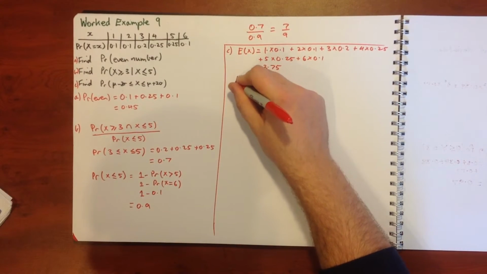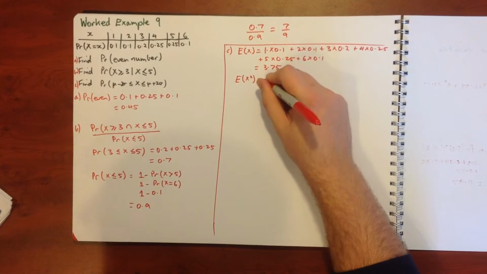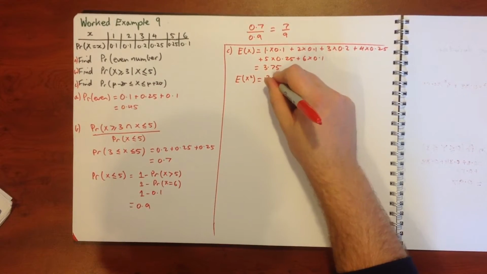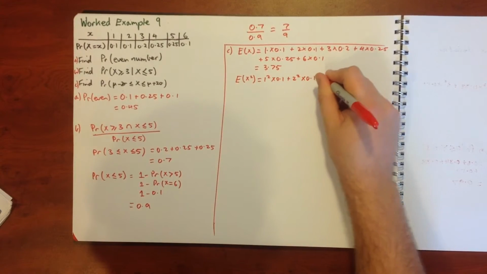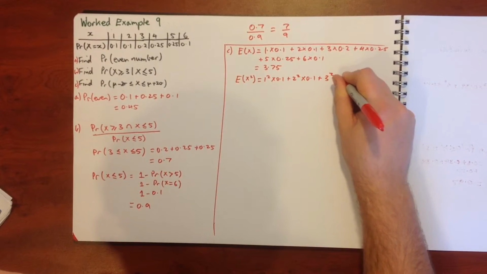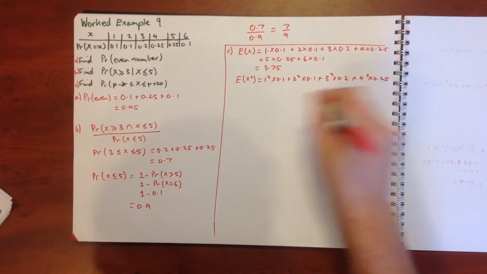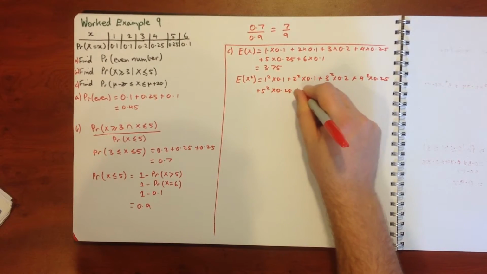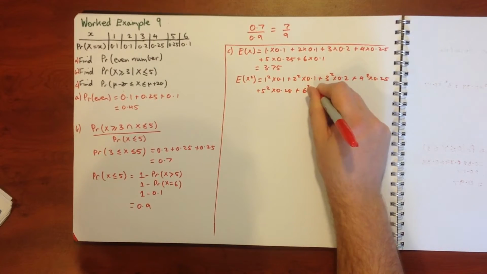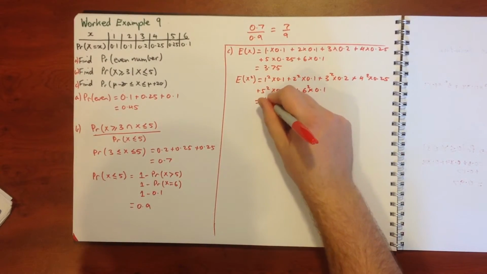We also need E of x squared. So this time we're going to have 1 squared times 0.1 plus 2 squared times 0.1 plus 3 squared times 0.2 plus 4 squared times 0.25 plus 5 squared times 0.25 plus 6 squared times 0.1. So that gives us a value of 16.15.